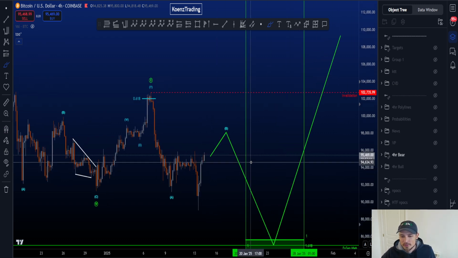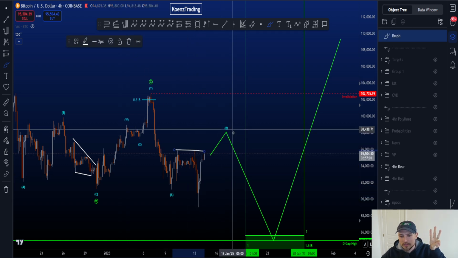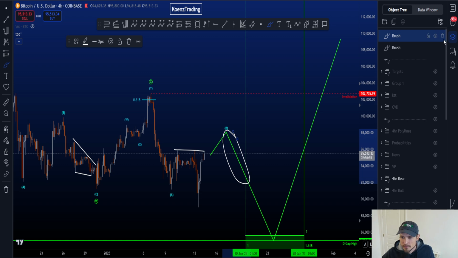Now, this is where things, however, become very interesting. There are 3 things that impact the probabilities for the bullish or the bearish scenario. 1, this move to the downside. 2, these highs. And 3, the retracement. And I'm going to explain all of them.